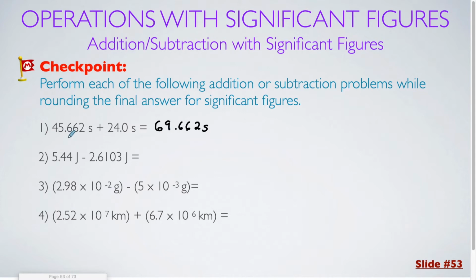Now, looking at my original numbers, this had 3 places after the decimal, and I'm just going to abbreviate that PAD. So 3 places after decimal, and this had 1 place after decimal. That means I need to round this to 1 place after the decimal. I can keep this 6. So I look to the next 6 to see if that's enough to round it up, and this time it is. So 69.7 seconds.